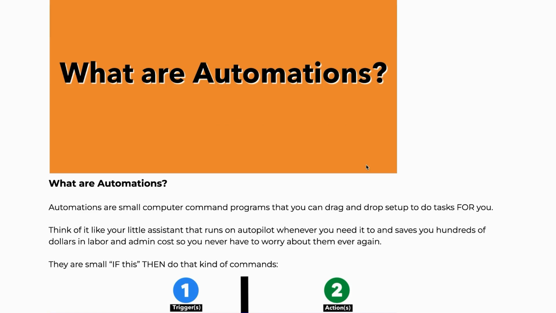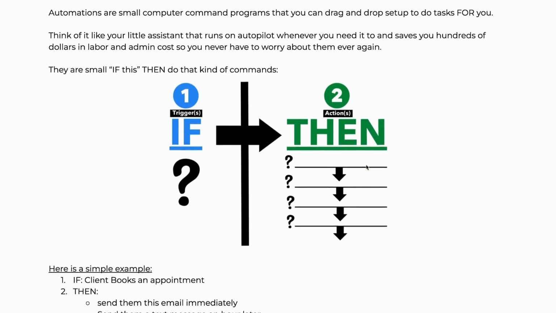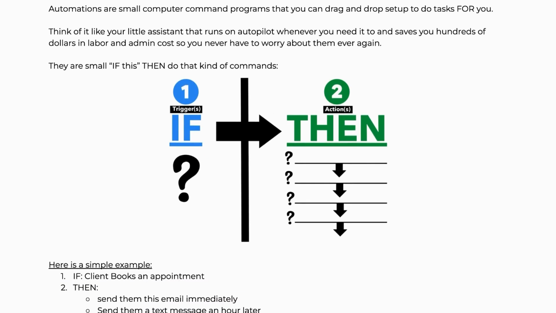What are automations? Automations are a small computer command program that's going to help you literally drag and drop different tasks. You can think of it like a little assistant that runs on autopilot whenever a condition is met, and it literally saves you hundreds of thousands of dollars in labor and admin costs, so you never have to worry about them ever again, right?